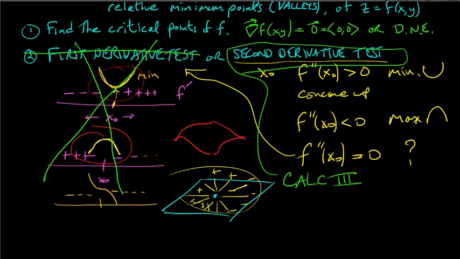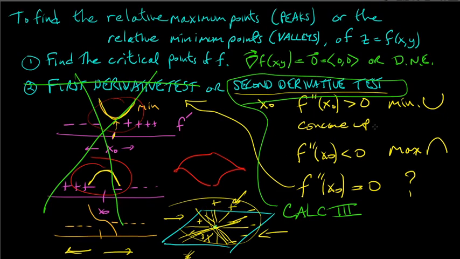In Calc 1, there's only two directions, left and right. It's one-dimensional. But in Calc 3, it's now two-dimensional. You don't just have left and right anymore. You have up and down, diagonal, all these directions, and it's hopeless. So there you go. There is no first derivative test anymore. There's only a second derivative test. And here it is.